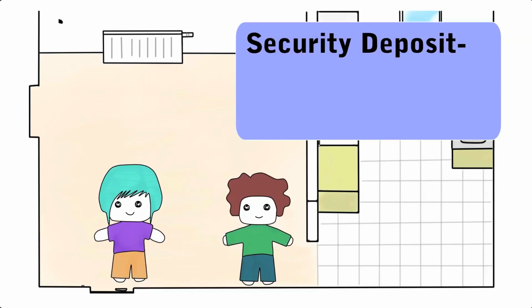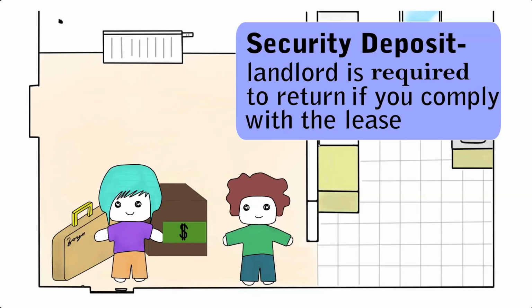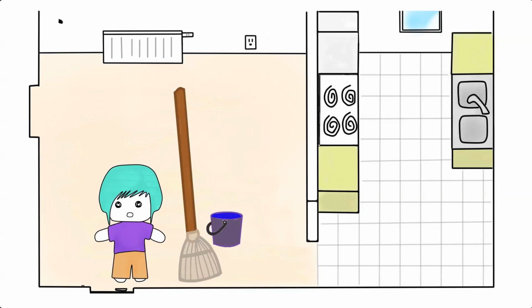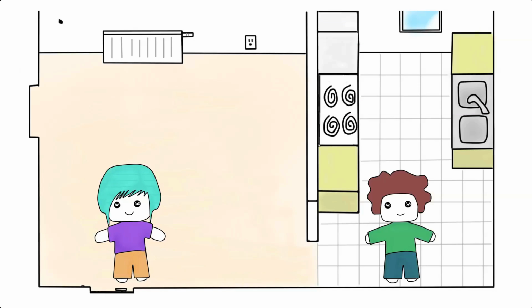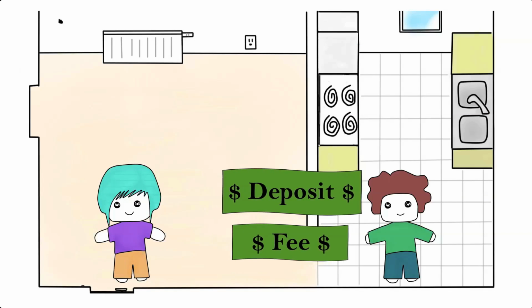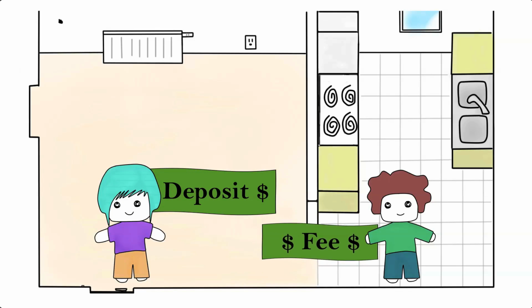A security deposit is money that you pay upfront before you move in, and the landlord is required to return your security deposit if you comply with the lease. Some landlords might charge a cleaning fee. Fees are money that you pay and don't get back. If you pay both a deposit and a fee, you will get your deposit back if you comply with the lease, but you won't get your fee back.